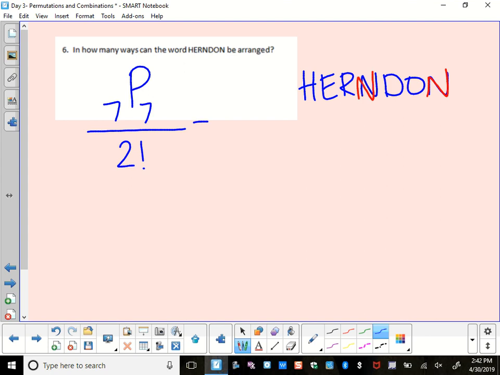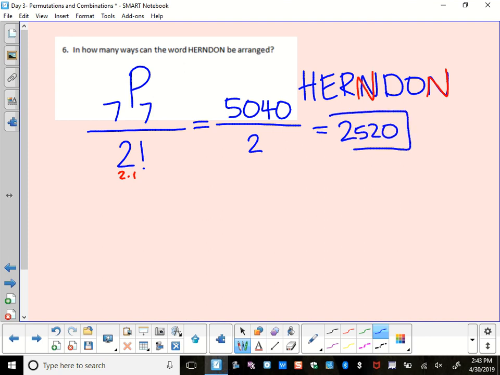So we know that 7P7 we just did was 5,040. What is 2 factorial? You can do this in your head, guys. What's 2 times 1? 2. So what's 5,040 divided by 2? Yep, 2,520. That's how many ways, because we're taking out the repeat letters. So make yourself a note here that this 2 factorial was because of a repeat. Repeat letters.